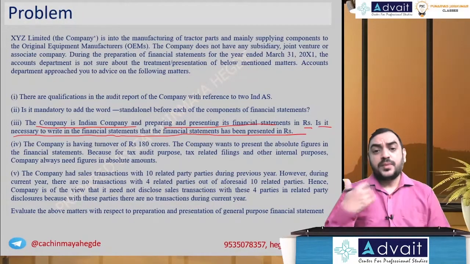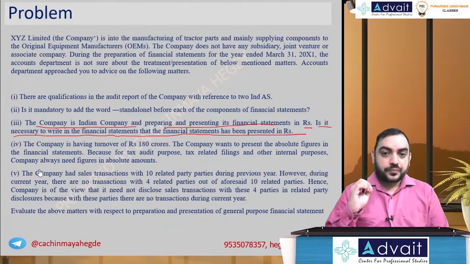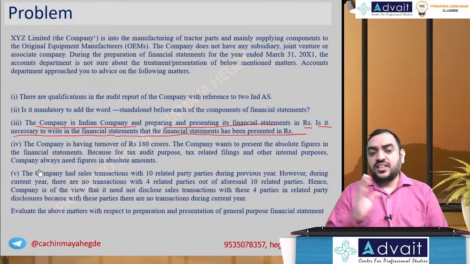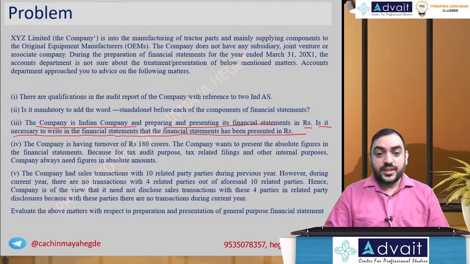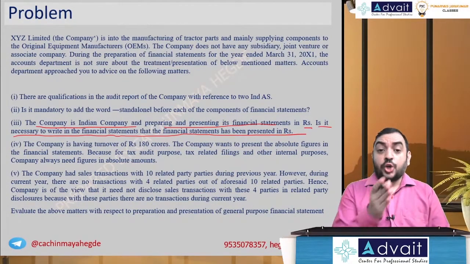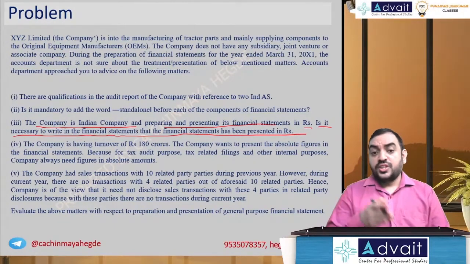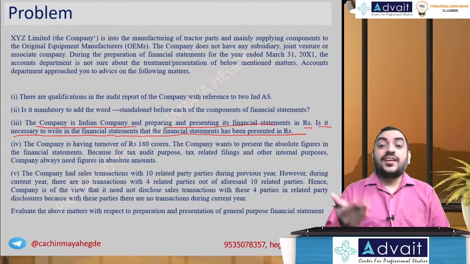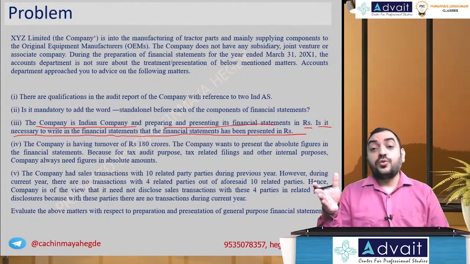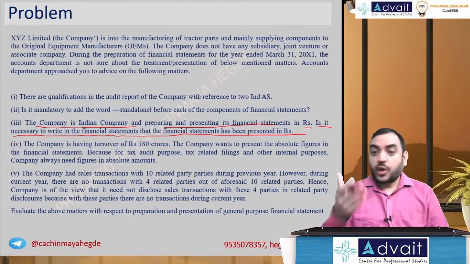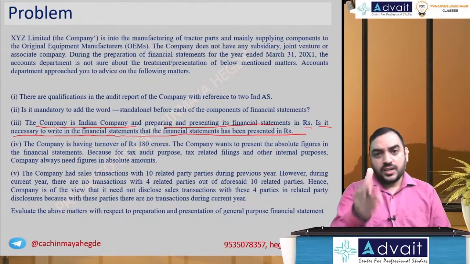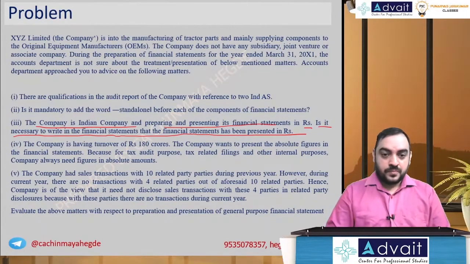So basically, the point is regarding rounding off. The classification is there in Division 2 of Schedule 3, applicable for Ind AS. If you are having a turnover less than 100 crores, you can round off up to this level. If you are having a turnover more than 100 crores, you can round off even up to rupees in crores. That's what they are telling regarding the round off. That point you can mention here.